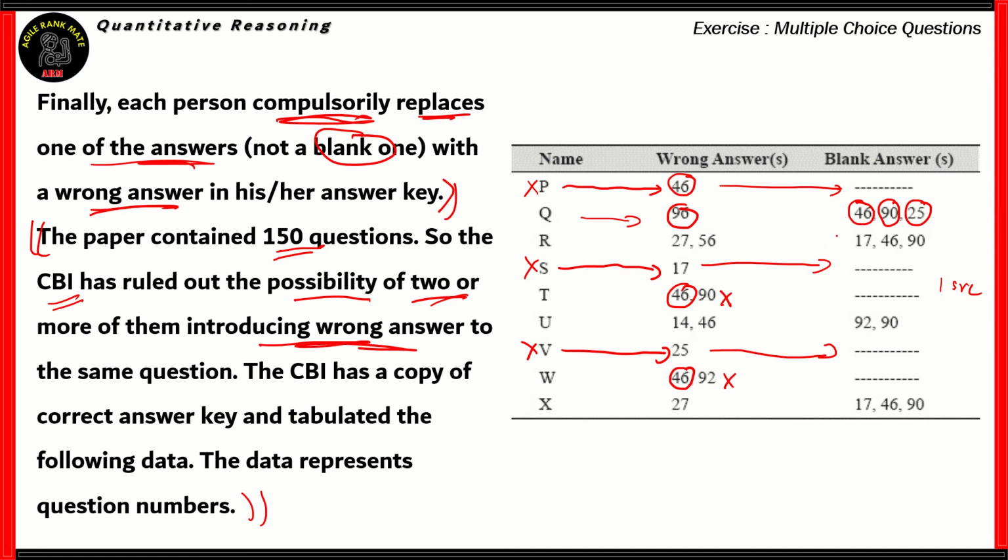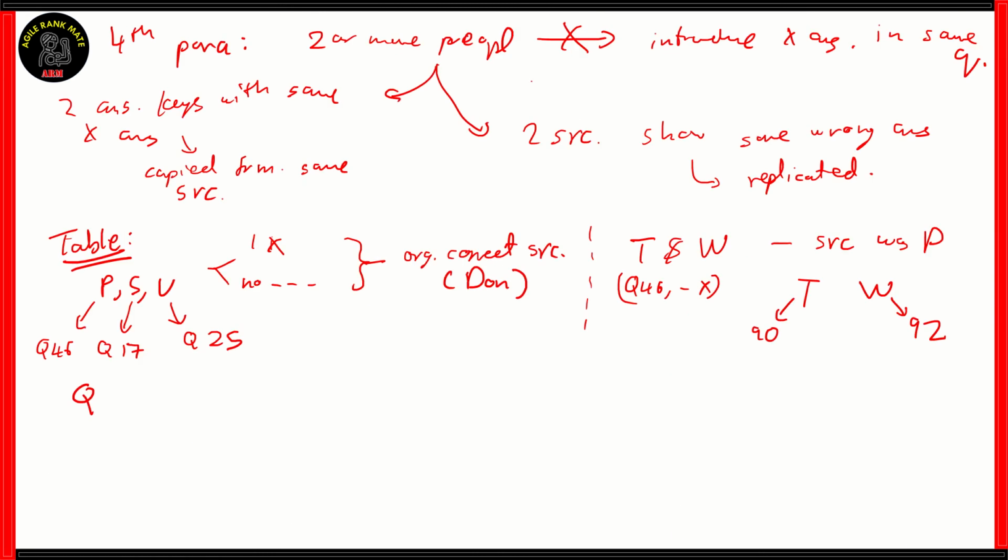Well, if you look at it, you can see that answer key number T had 46 and 90 as their wrong answers, and V had 25 as its wrong answer. Now, if T had 46 and 90 as wrong, and V had them as correct answers, then they would be not identical, so they would be given as blank. Similarly, 25 is wrong in V. It might have been correct in T, so therefore it goes under the blank. So from here we can identify that the source for Q was T and V.